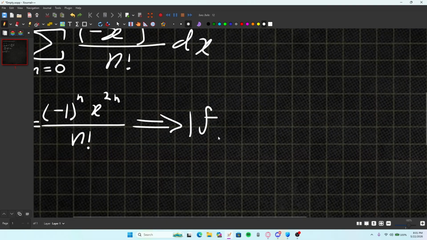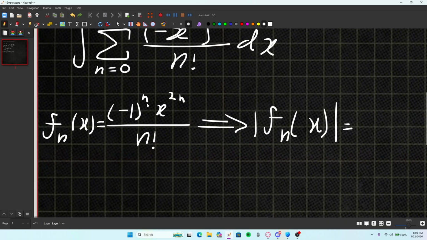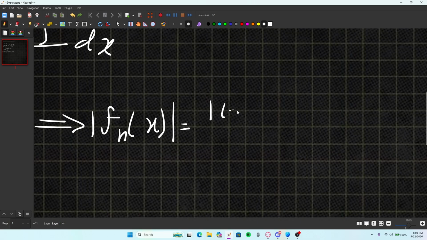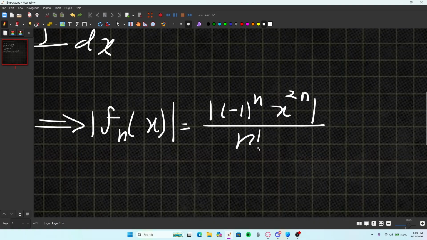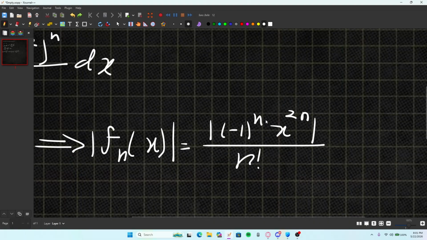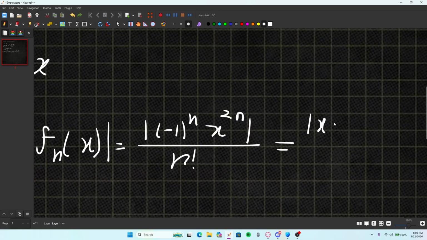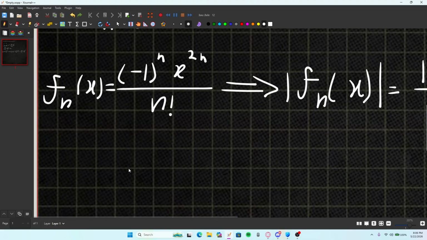So the absolute value of f sub n of x equals, if you take the absolute value of a fraction, you can just push it onto the numerator because n factorial in the denominator is positive, the absolute value of negative 1 to the n times x to the 2n over n factorial. And because this negative 1 to the n makes the terms switch from plus to minus, plus to minus, because there's an absolute value, it's just going to stay positive all the time. So this is just equal to the absolute value of x to the 2n over n factorial.